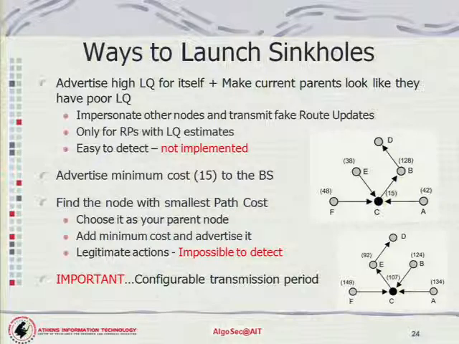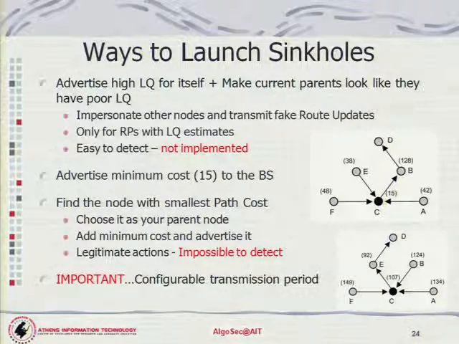Now let's describe the most known ways that an attacker can launch a sinkhole in a sensor network. The first strategy is really simple, and actually it's pretty idiotic, so we have not implemented it in the attack tool, because it's really easy to detect if the sensor network has any kind of defense mechanism or security protocol, even the simplest one. The attacker's goal is to advertise a really high link quality for itself. So it sends fake route updates, advertising the highest link quality between itself and all of its neighboring nodes. The highest link quality is 255.